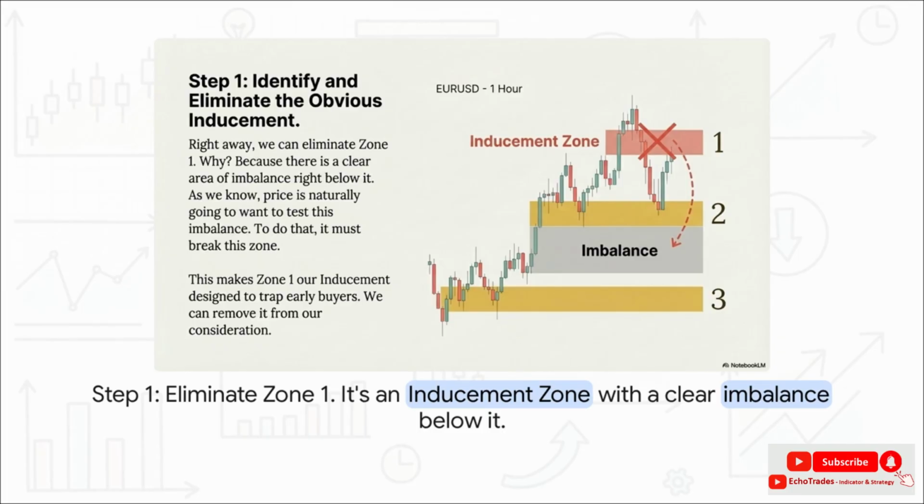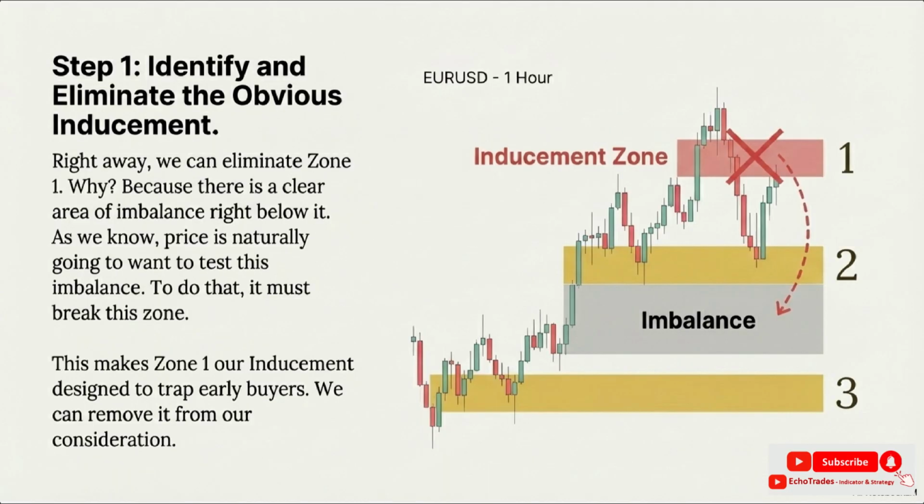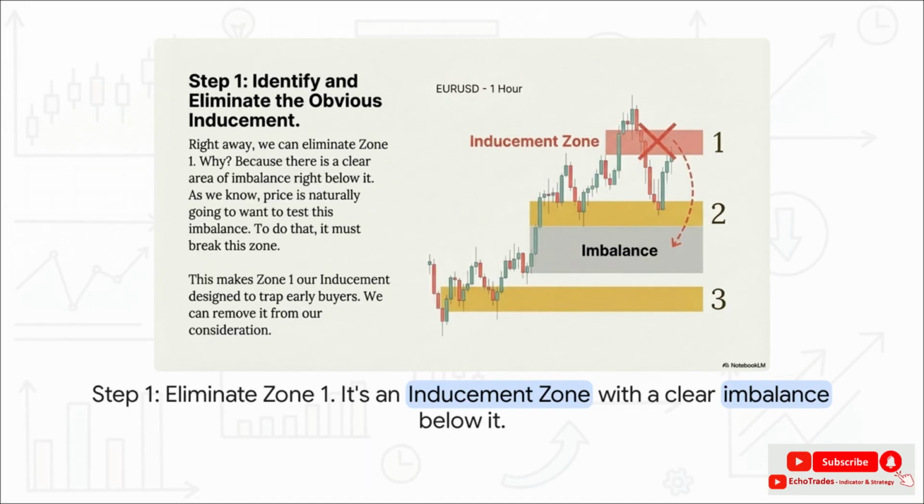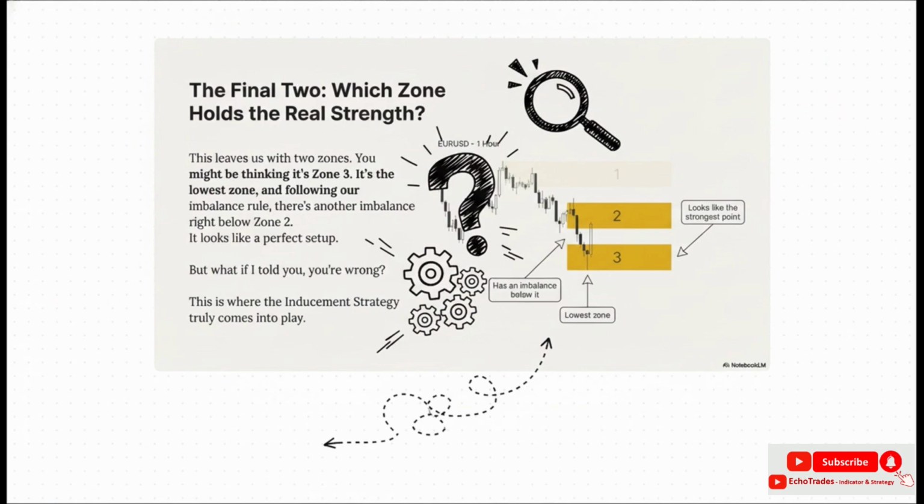Take a look at Zone 1. You can see that clear area of imbalance sitting right underneath it. And since we know price loves to fill those gaps, we can pretty confidently label Zone 1 as a classic inducement zone. So right off the bat, we're not even considering it. So that leaves us with Zone 2 and Zone 3.